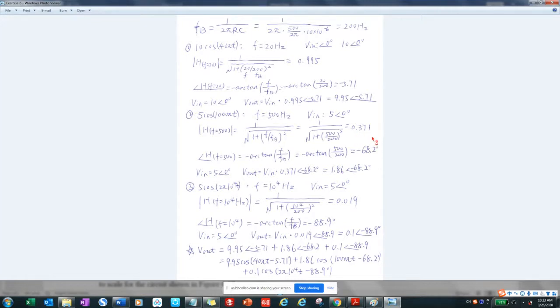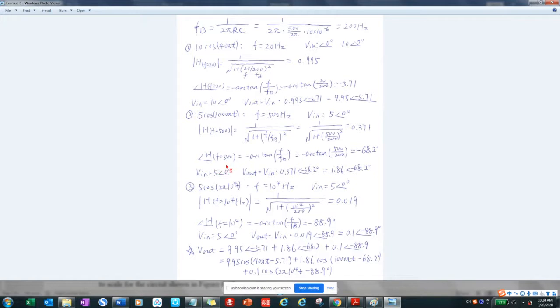So this magnitude is very small. It's less than 0.707. It means we think for this signal, at the frequency equal to 500, this signal will be filtered out because the magnitude is only about 37% of your original input. So most of this signal will be lost.